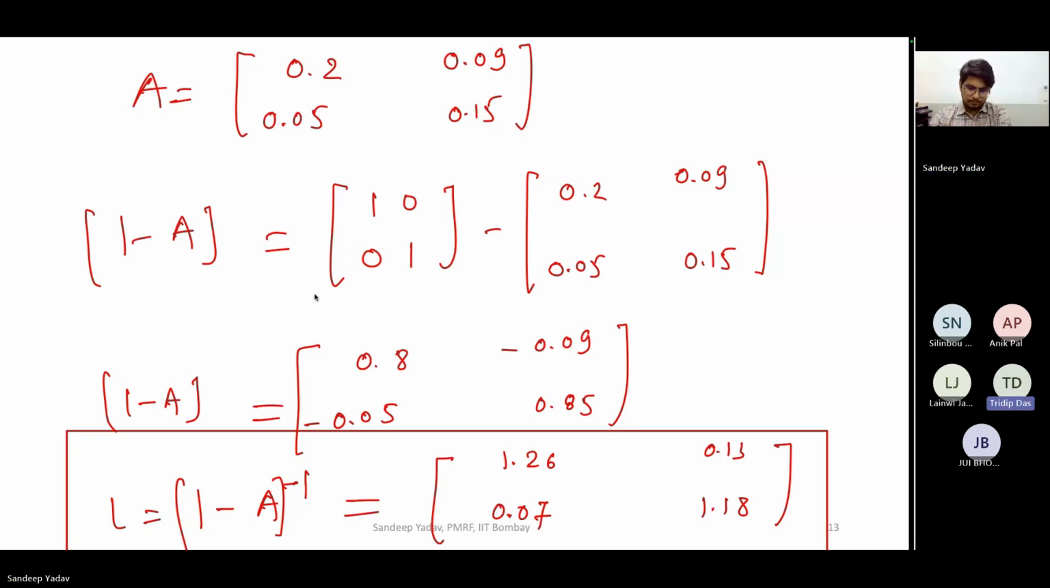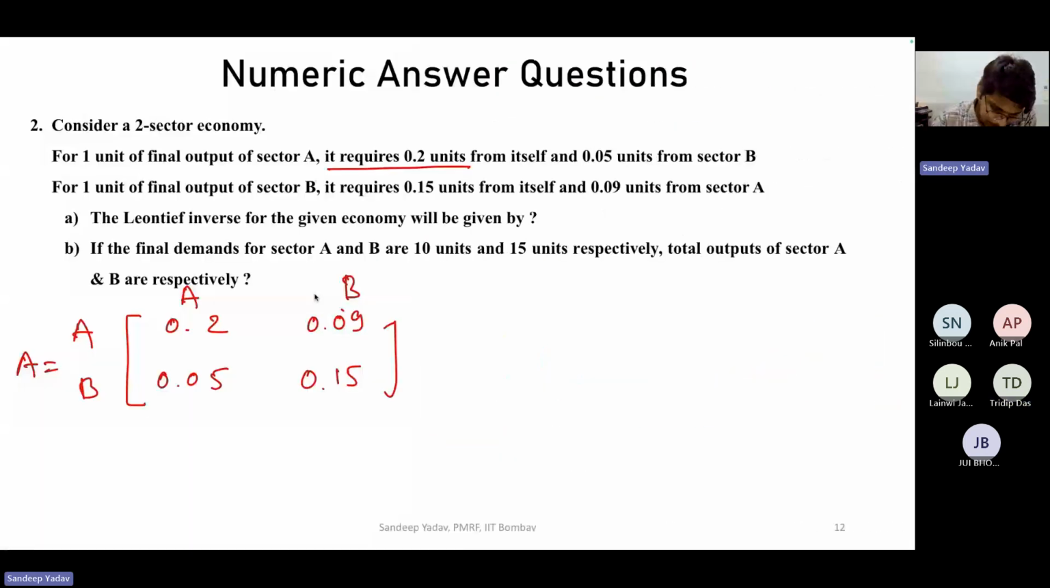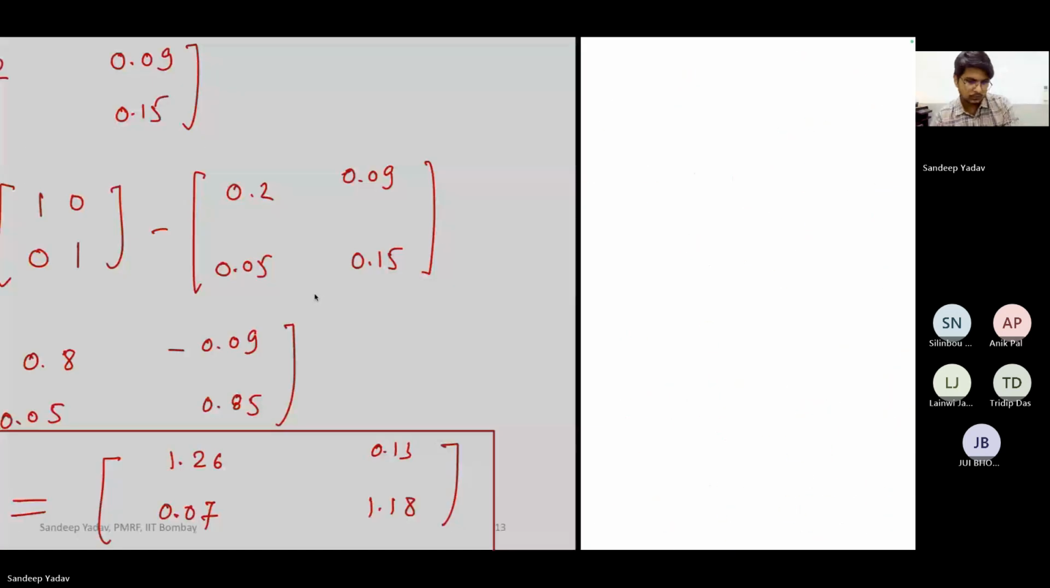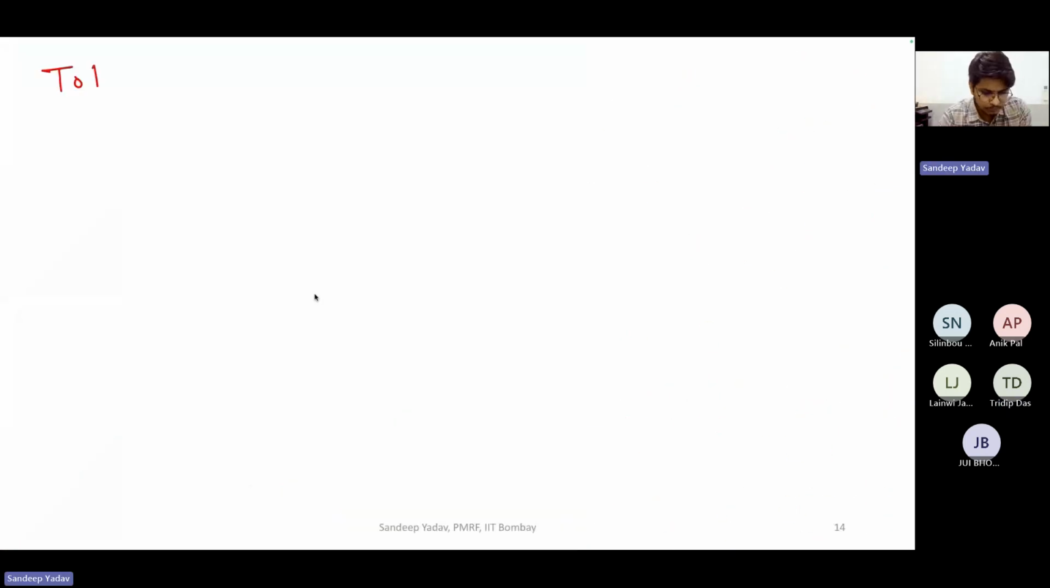So now we'll move ahead to question number 2 of this same question. This we have solved. Question number 2 says if the final demand of sectors A and B are 10 units and 15 units respectively, then the total output of sectors A and B should be. So now total output X is equal to L into F.